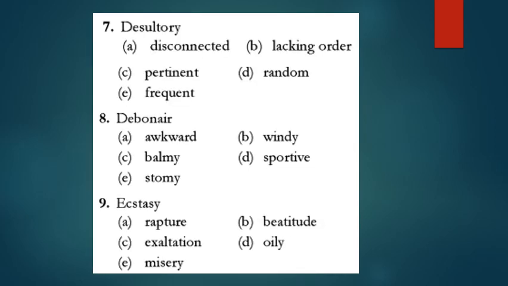Desultory: disconnected, lacking order, pertinent, random, frequent. Debonair: awkward, windy, balmy, sportive, stormy. Ecstasy: rapture, beatitude, exaltation, oily, misery.